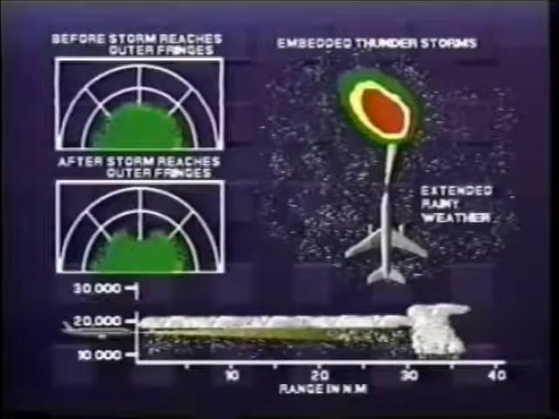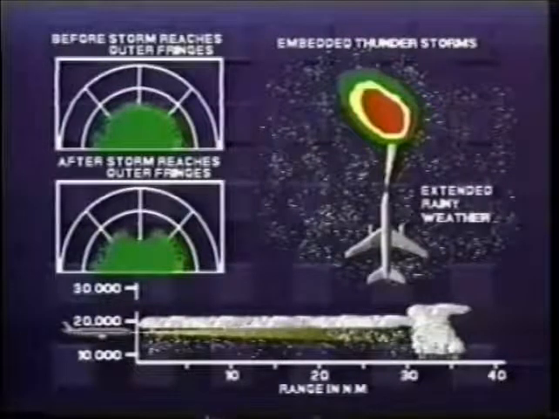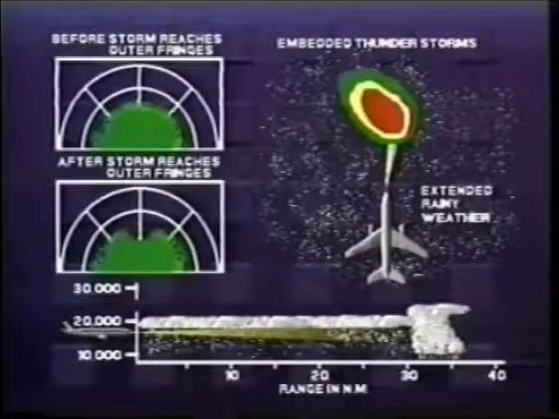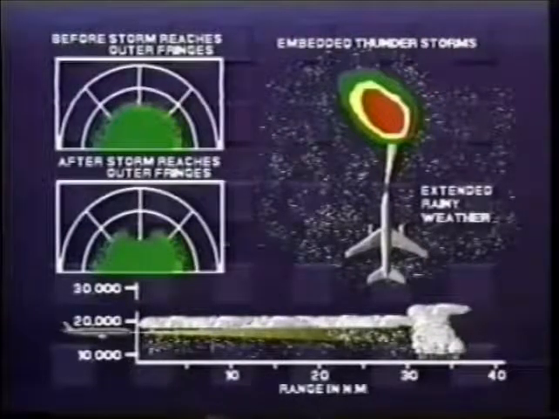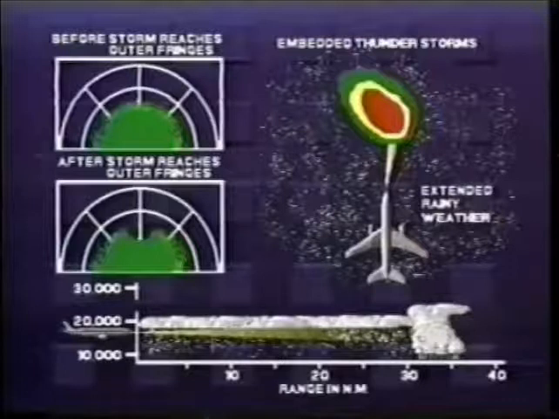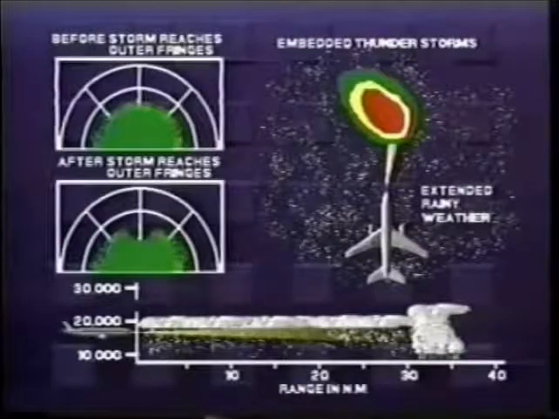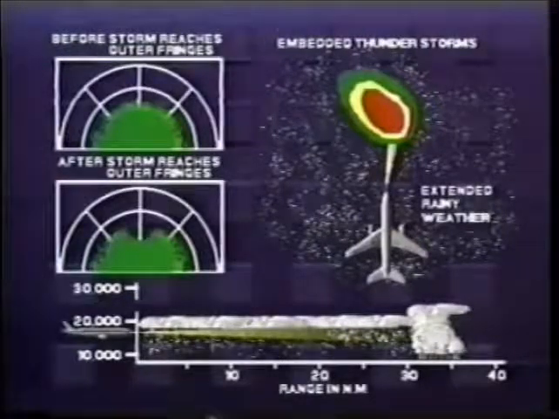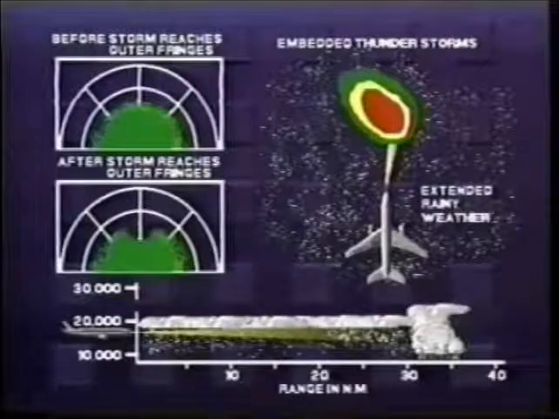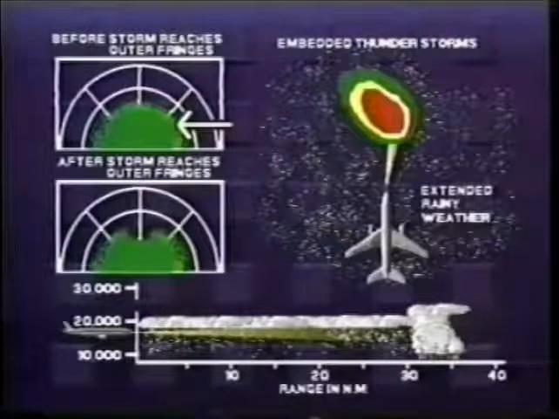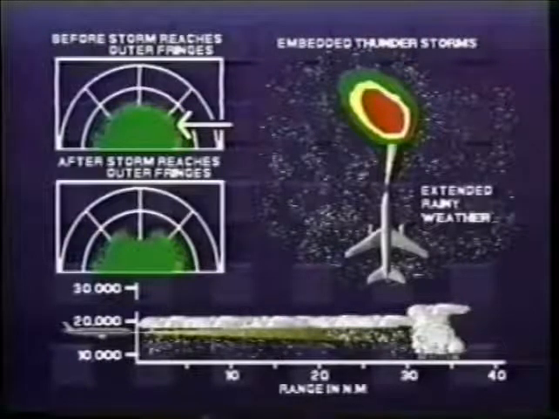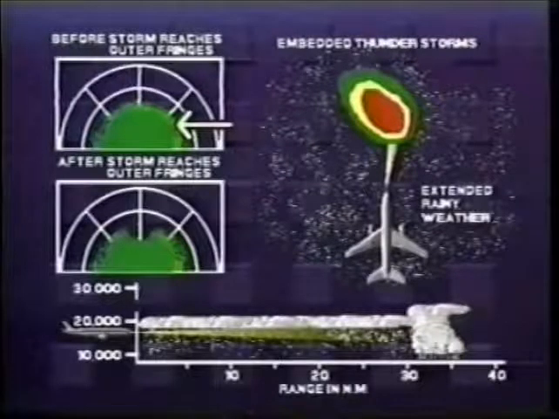Extended areas of rainy weather sometimes contain embedded thunderstorms. If an aircraft is flying in this type of weather, its radar beam will be significantly attenuated by the extended intervening rain. This will reduce its overall range performance. If the beam of the radar is adjusted to only display rain echoes, the display will appear like this. As the aircraft approaches the embedded thunderstorm, the display will change to this.